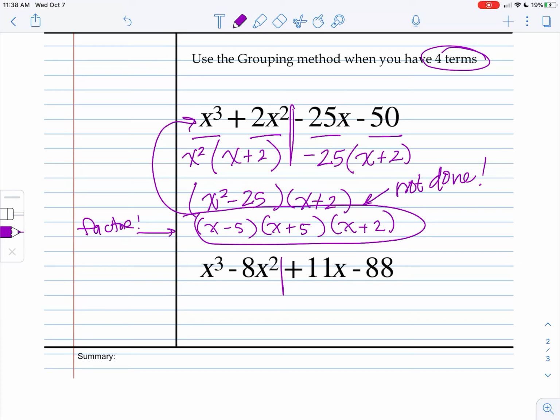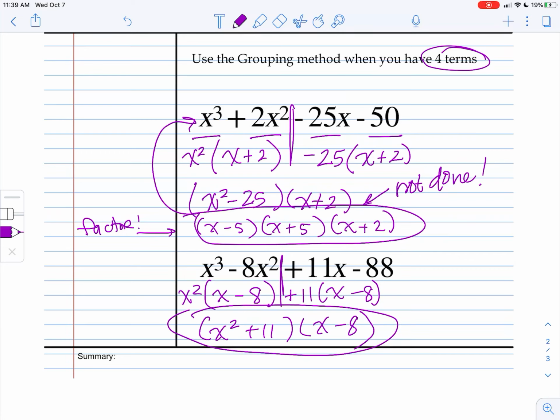Same thing, I'm going to start with grouping. It looks like I can factor an x squared out of this, and I'm left with x minus 8. And I can factor an 11 out of this one, and I'm left with x minus 8. Notice when I factor out a positive number, I always put positive because I need to transfer that into my factors. Then can I factor out x squared plus 11? Is there anything else I can factor? Nope, nothing else I can factor, so I am done factoring.